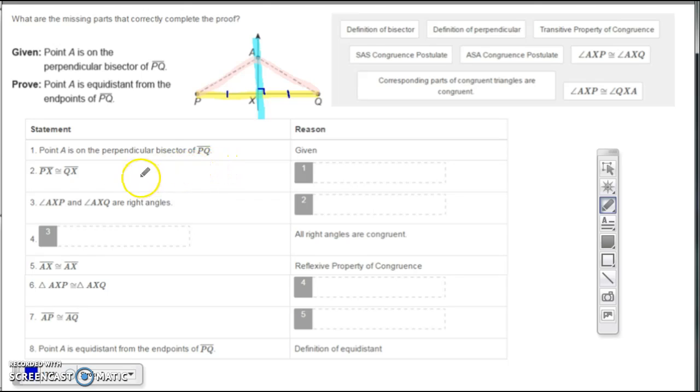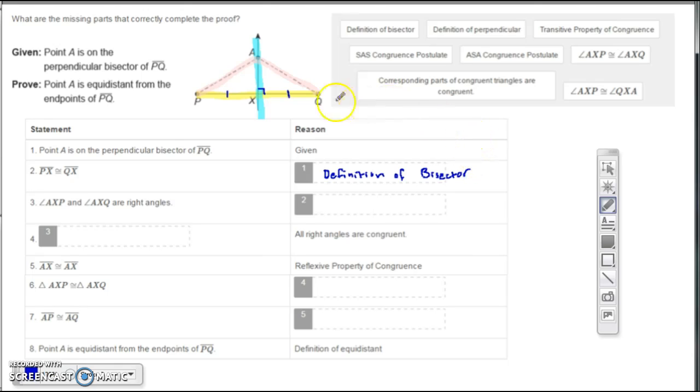All right, now they say that PX is congruent to QX. That's my two yellow ones up here. PX is congruent to XQ. How do we know that? Well, we said that's the definition of a bisector. Definition of bisector. Bisector means it cuts it into two equal parts. So those two bad boys are congruent.